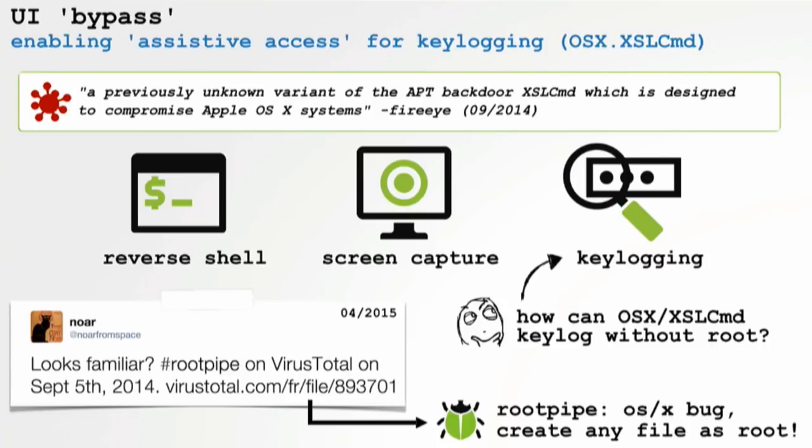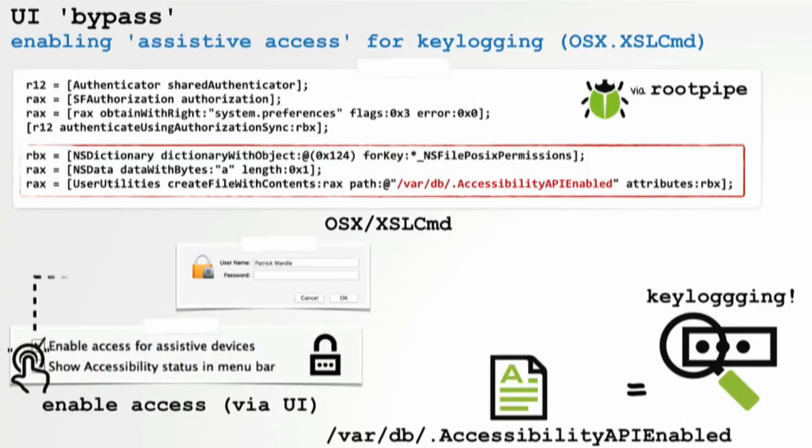So about a year after the malware was discovered, an OS X vulnerability called Rootpipe was independently discovered and reported. And another researcher went back and noticed that the malware was actually exploiting this same vulnerability a year before. So for system-wide keylogging, as I mentioned, you either have to be root or your application has to have accessibility rights.